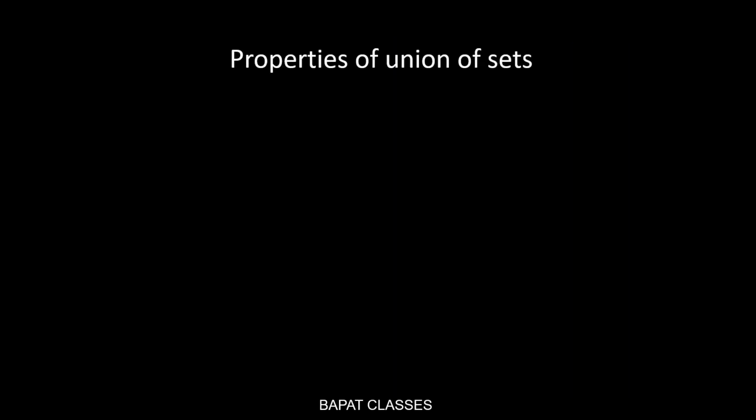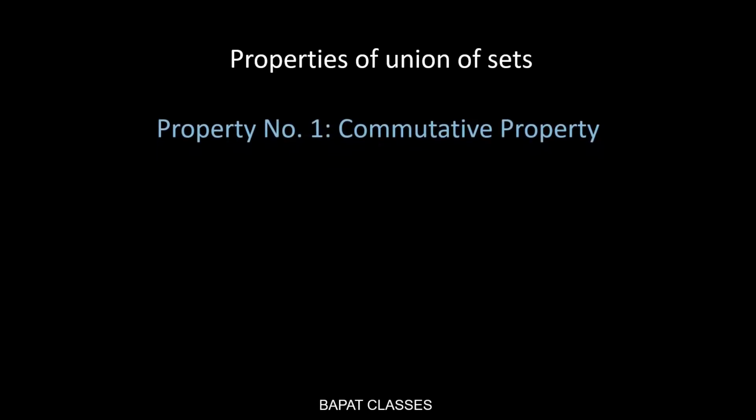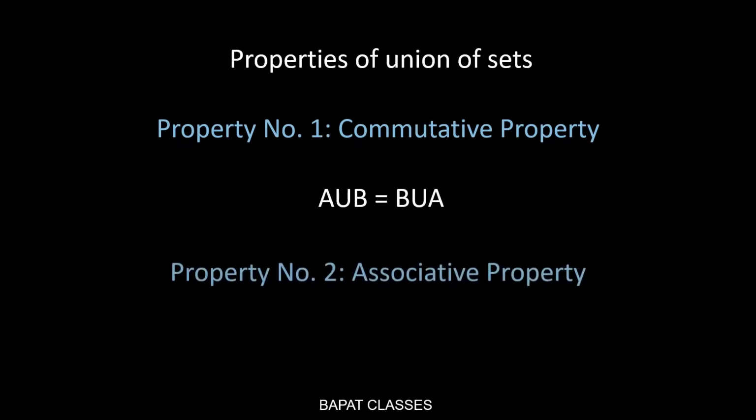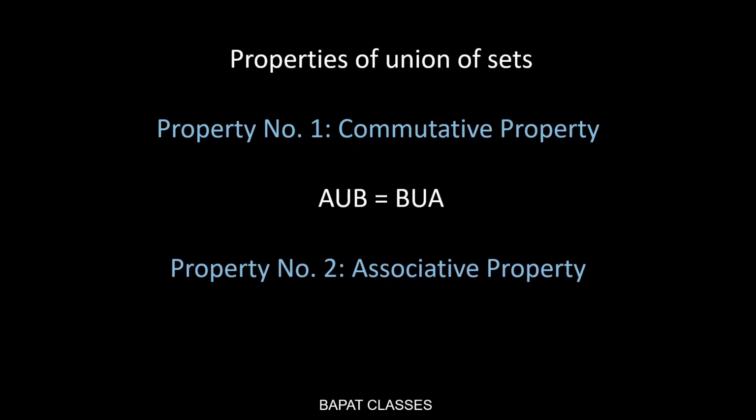Properties of union of sets. Property number 1, commutative property. A union B is equal to B union A. Property number 2, associative property. Bracket A union B bracket close union C is equal to A union bracket B union C bracket close.